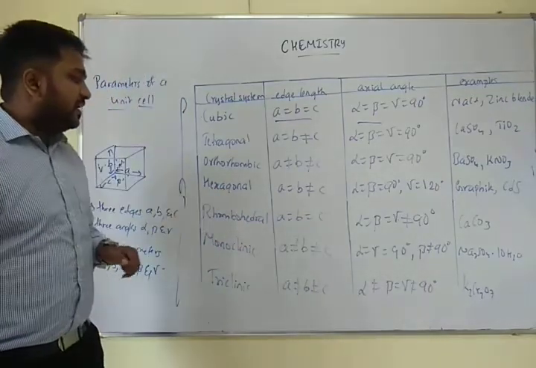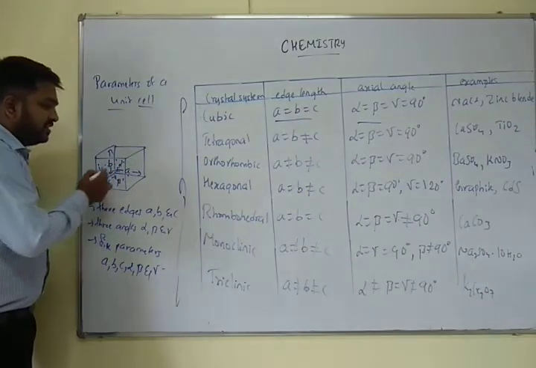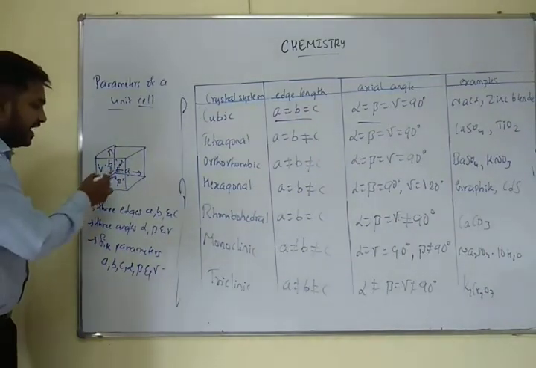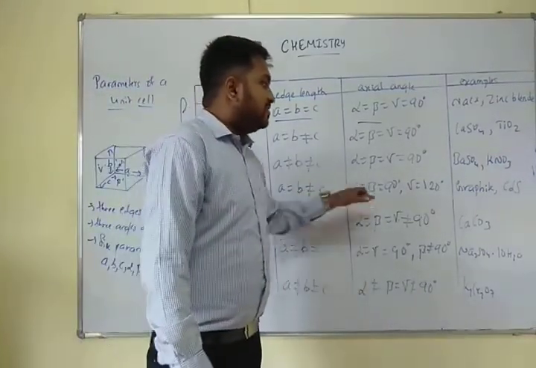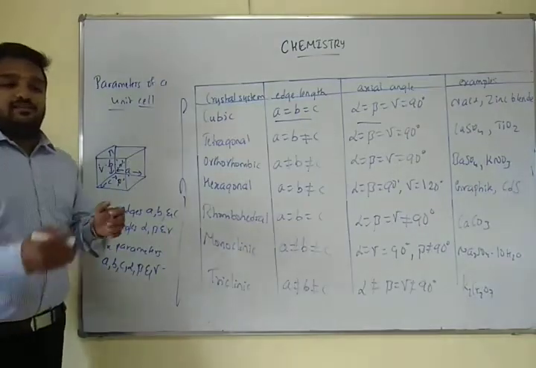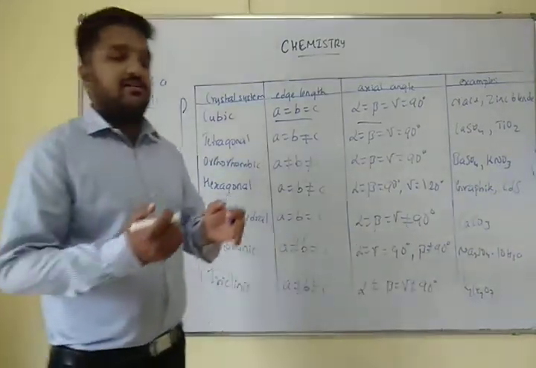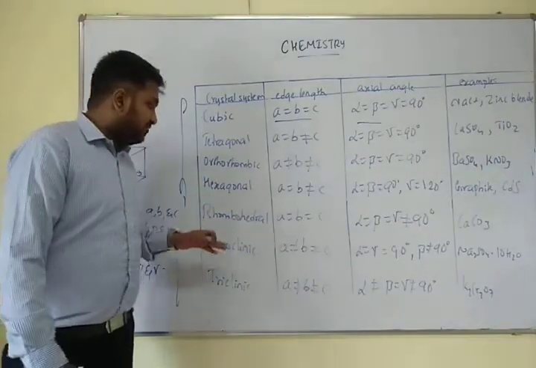And the fourth one is hexagonal. Here in this case, the edge lengths of A and B will be the same, whereas C will be different from the original one. So coming to the angles, alpha and beta will be perpendicular to each other, whereas gamma is more than 90 degrees, that is, it is 120 degrees. Examples we have are graphite and cadmium sulfate.